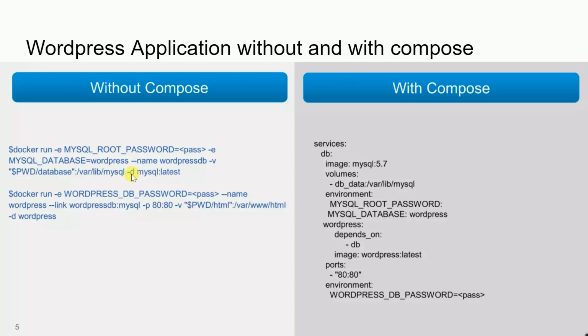It should be in a detached state, with the MySQL latest tag image. It will create a container with these environment variables. Second, we need to run WordPress as the web app, where we need to link and add the environment with WordPress DB, name WordPress. We also need to link with WordPress DB, the name of the container of WordPress DB. Then you need to expose port number 8080.